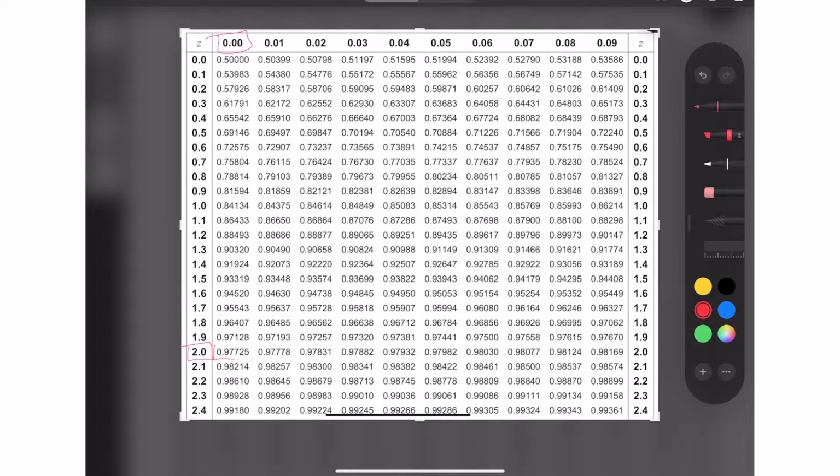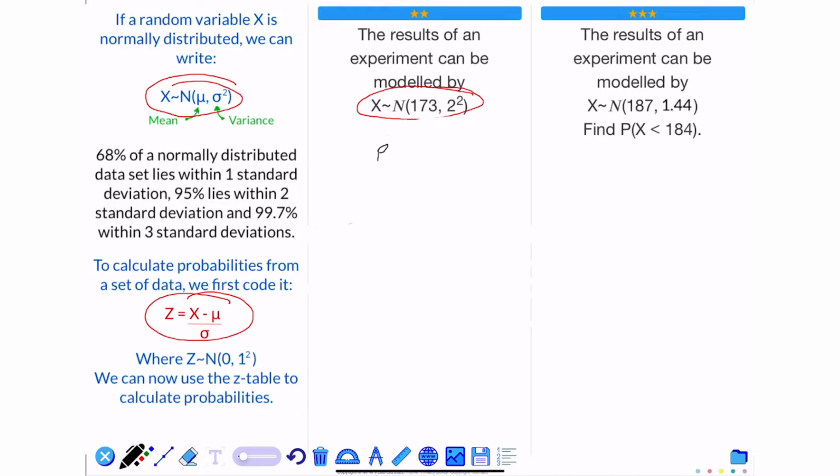You'll notice that looking at the table, I can only calculate positive values of z. So what if z had been negative? So let's have a look at the question where I'm after the probability that x is less than 171. Now this is going to create a z value which is negative simply because I've chosen a number to the left of the mean. So if I now calculate the z-score, z will equal 171 take away 173, all divided by 2, and the numerator will give me negative 2 divided by 2 is negative 1. So I'm now after the probability where z is less than negative 1.